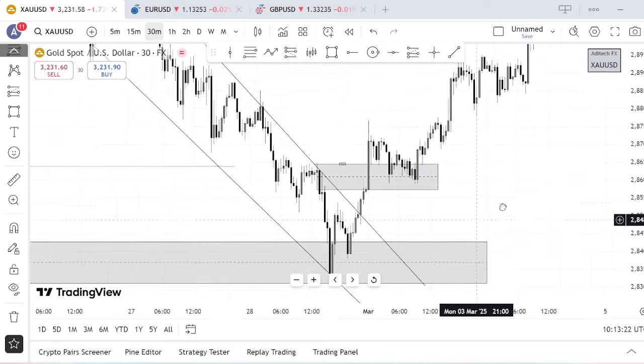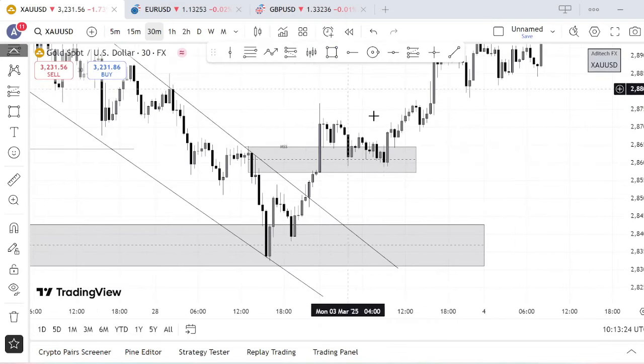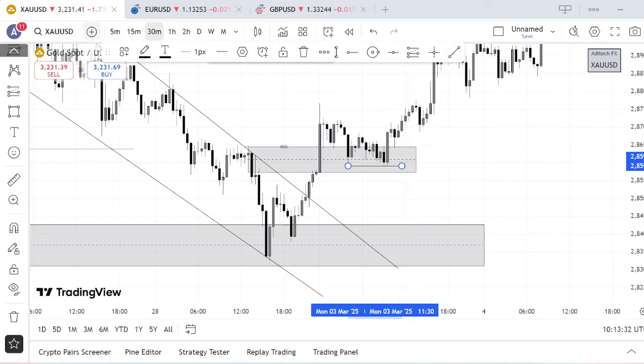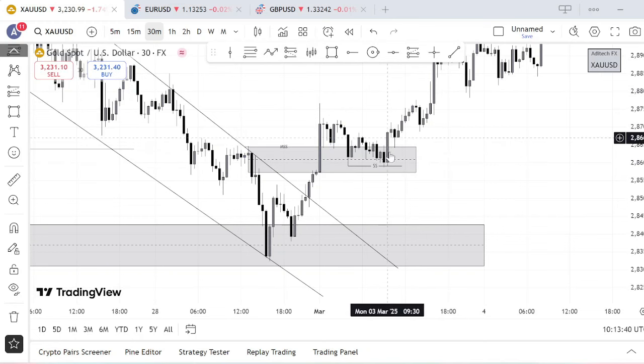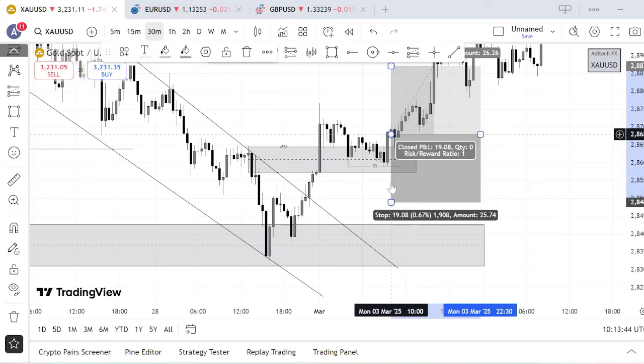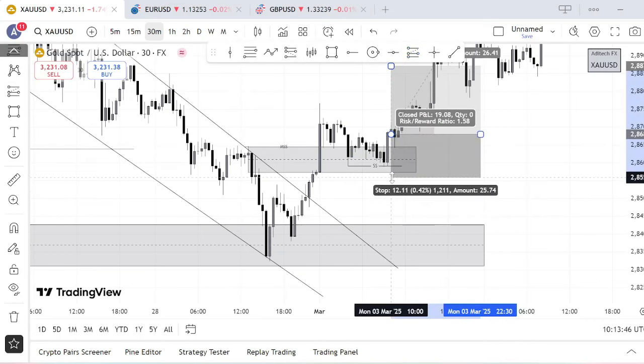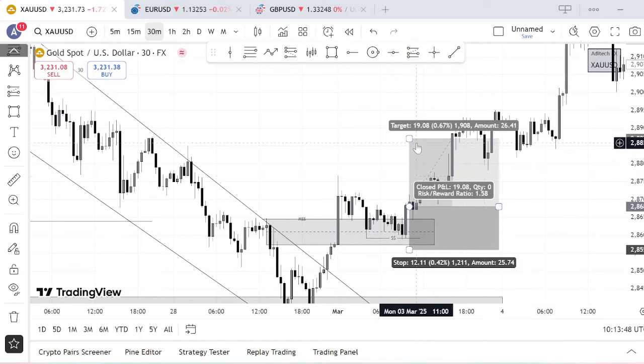Now all you have to do is simply wait for price to retest it, and also make sure price sweeps another liquidity right here. This low was swept, right? There was a liquidity sweep right here, and you wait for a bullish candlestick to form right here. You can see this bullish engulfing candlestick, then you simply take your buy from that point and place your stop loss below this mitigation, right?